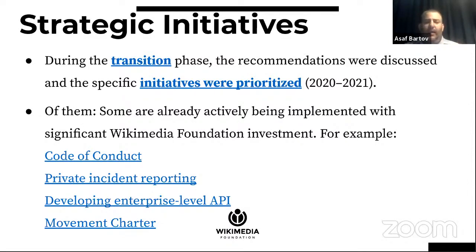And as you probably noticed in the last few months, we have been working on electing and selecting a movement charter drafting committee. The process just ended a few days ago, we now have a movement charter drafting committee, and they're going to start working in the coming months. More on that a little later.